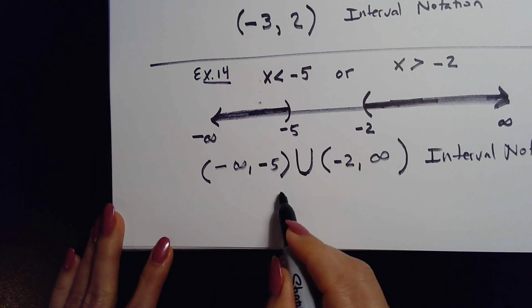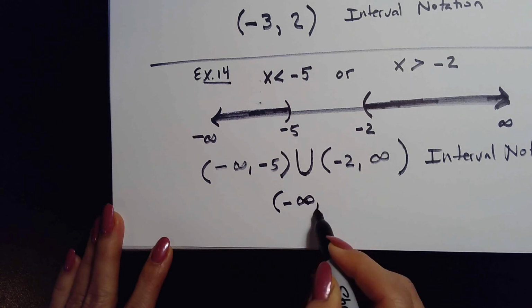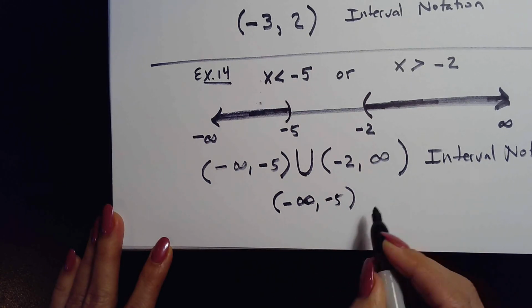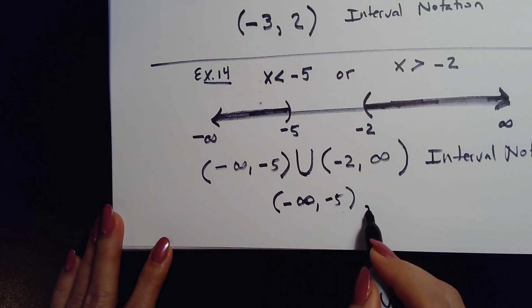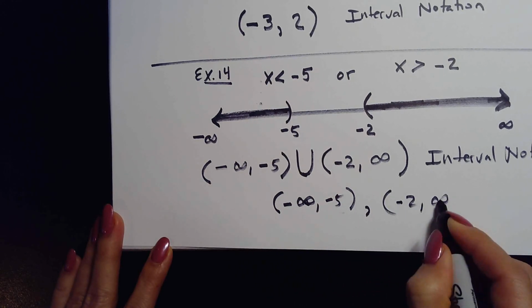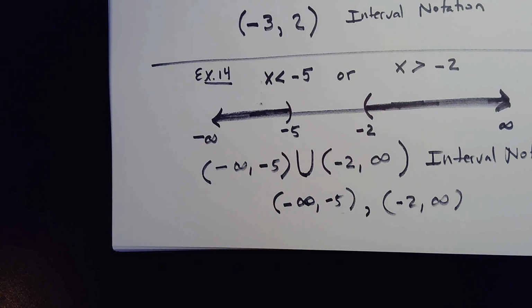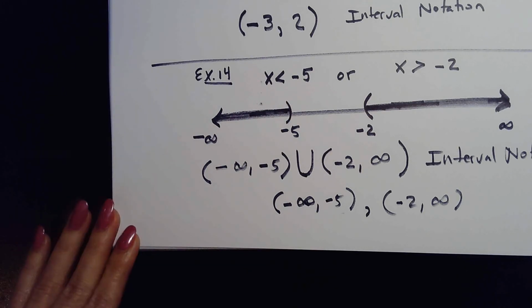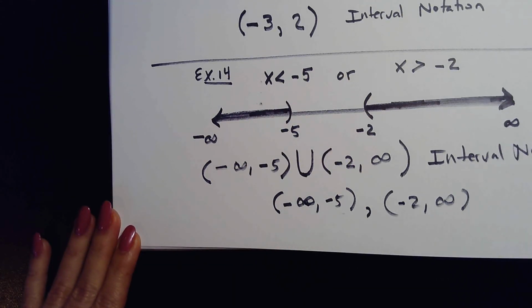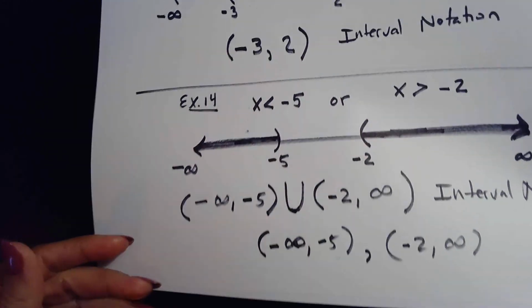This union symbol should show up there in the list of symbols. Another way to write it that I have seen is negative infinity, comma, negative 5, close parentheses, comma, and then negative 2, comma, infinity, like this. I have seen this way of writing it too. So check MyMathLab to see what is acceptable there. Okay. All right, so this is section 2.7. I've done a variety of problems here that are going to help you with the homework questions.